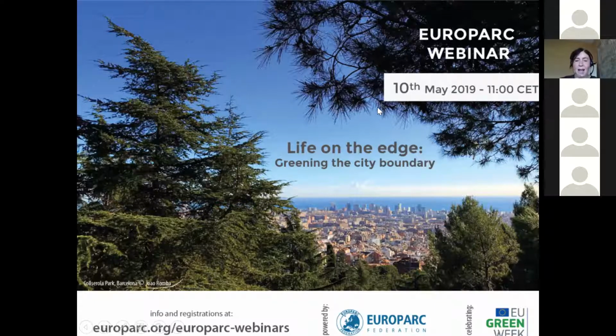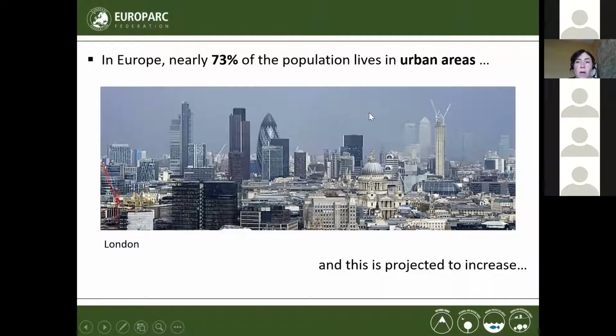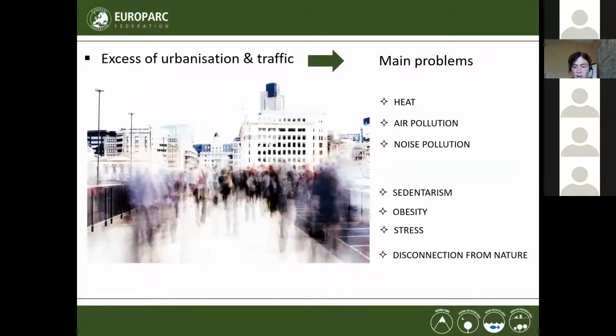Thank you, Barbara. I would like to start by recalling that in Europe, according to Eurostat data, almost 73% of the population lives in urban areas. And this is projected to increase. While we may all agree that living in urban areas has many advantages, such as opportunities for work, education and culture, we can also share that living in an urban area can often be harsh. Most of the urbanization patterns in the last 50 years have produced large spreading cities with a large number of inhabitants and traffic congestion, which cause air pollution and noise pollution. In addition to that, the urban lifestyle is prone to sedentarism, obesity, stress, and disconnection from nature. All these affect mental and physical well-being.